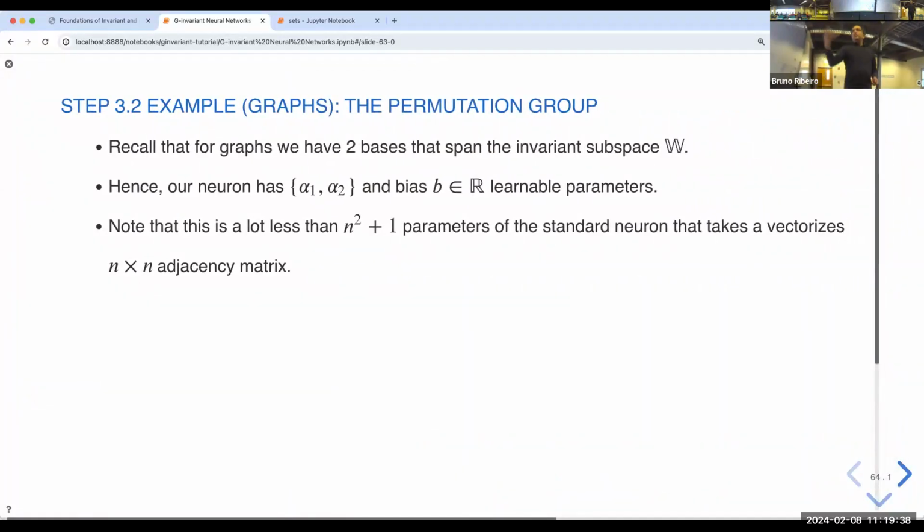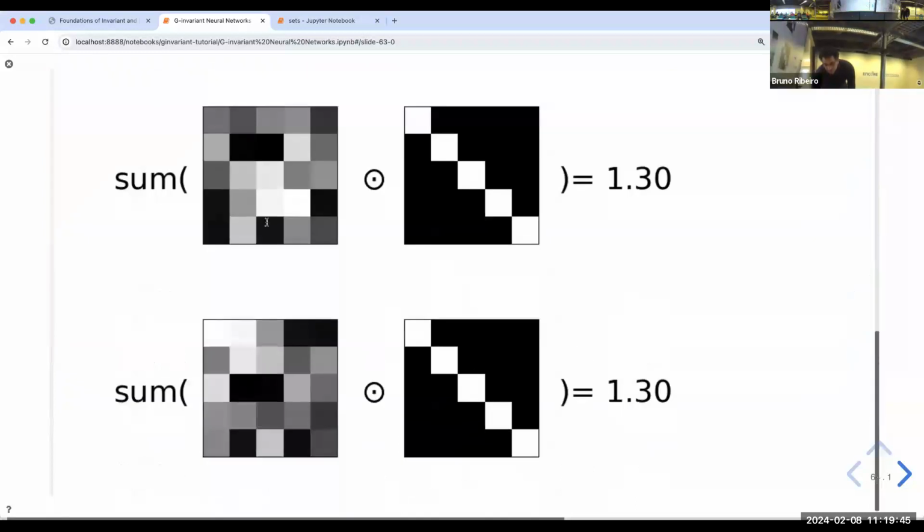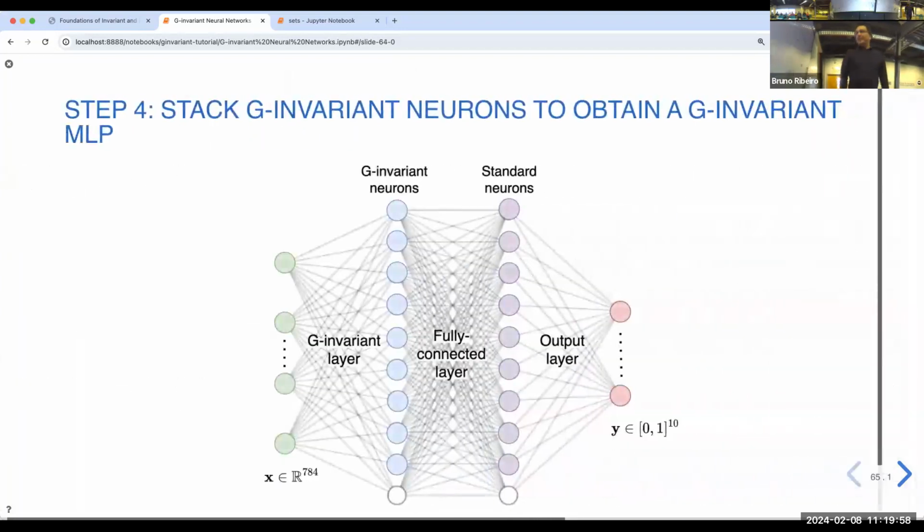Now for the permutation group, there are only 2 bases, and it's a lot less interesting. Because if I have some matrix here for my graph and I permute it, I get the same value, but you can see that these are just 2 parameters. It's not that exciting.